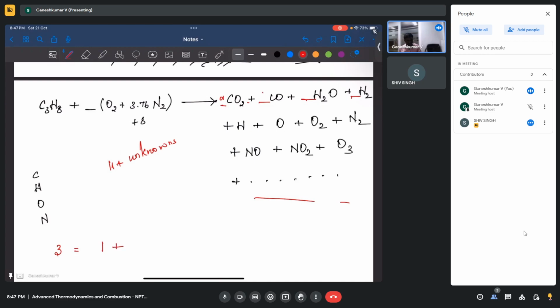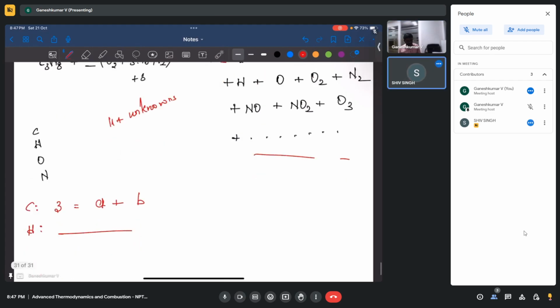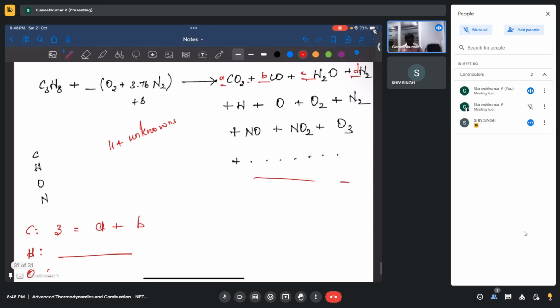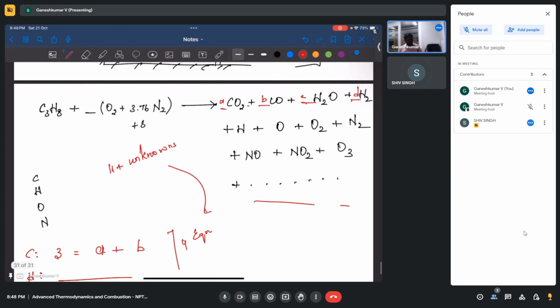Let's say you write a, b, c, d. So a carbon plus b, something like that you will write for C. Similarly you will write for H, and for O. So you will have only four equations, right? But there are a lot of unknowns. You cannot find this, right? So that is where we do something called equilibrium calculations.